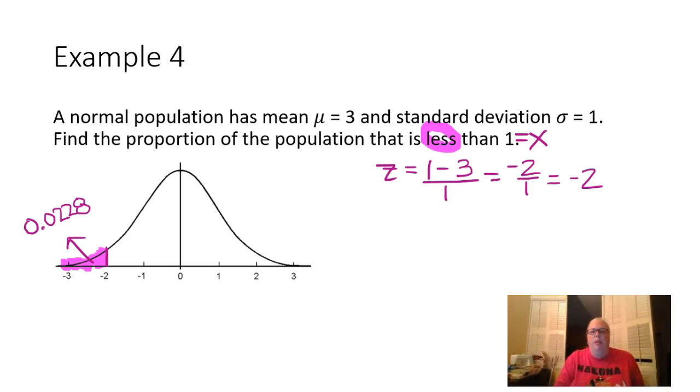So the proportion of the population less than 1 is 0.0228, which is a little bit more than 2%.